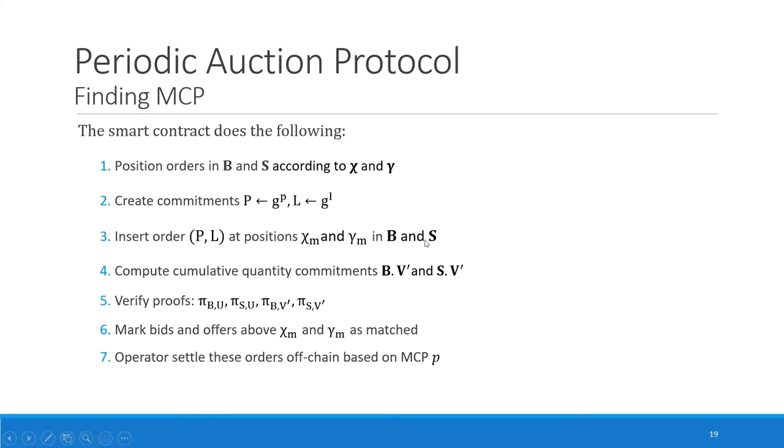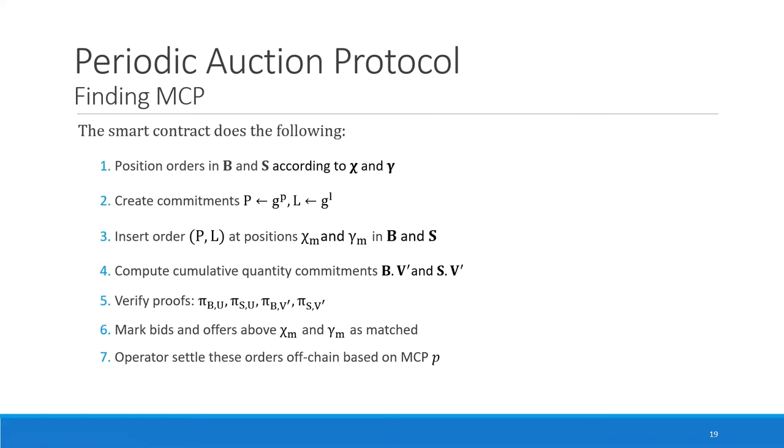So at this step, B and S are sorted according to the sort that was created by the operator. Now, the smart contract is going to compute cumulative quantities by utilizing the homomorphic property of Pedersen commitment. So if we multiply two commitments together, we get the commitment for the addition. And this is what we do here for computing the cumulative quantities. After that, the smart contract is going to verify the four proofs here: the two proofs for unit prices in B and S, and the cumulative quantities in B and S as well.